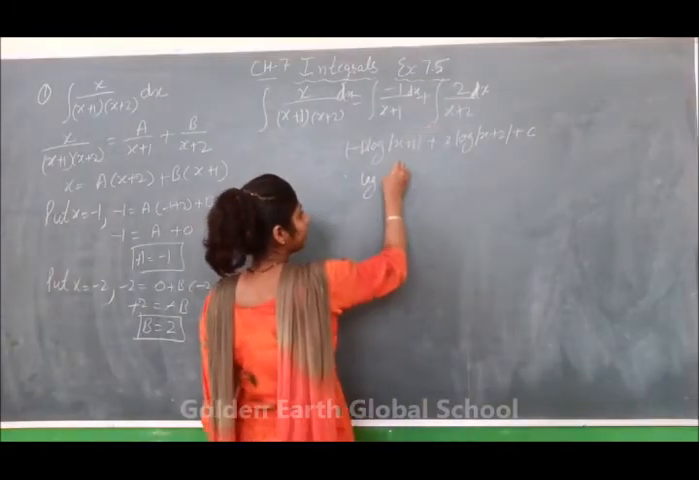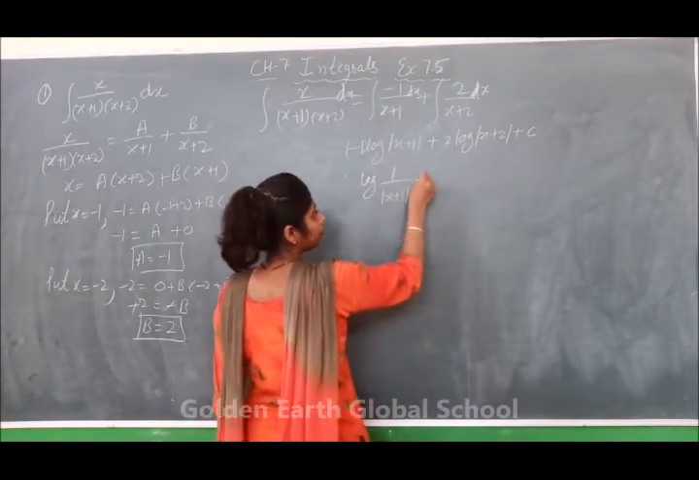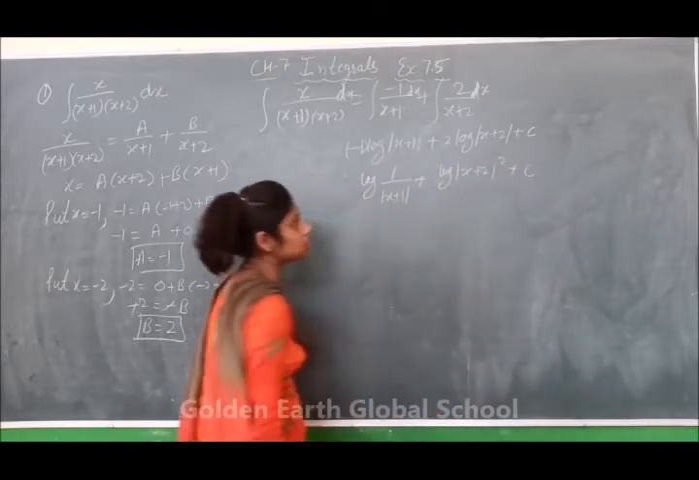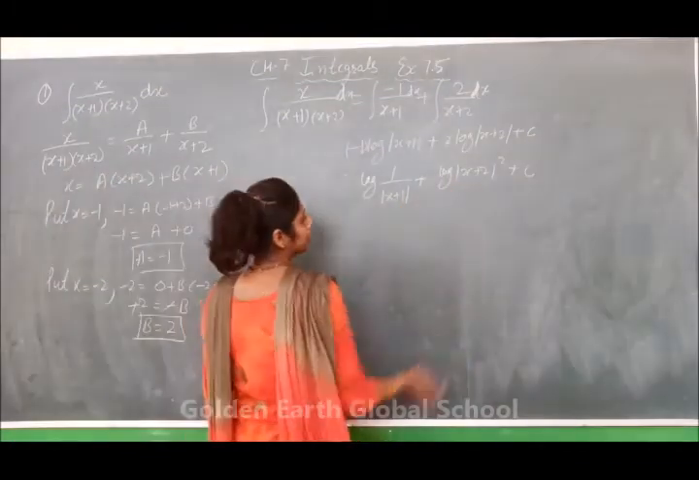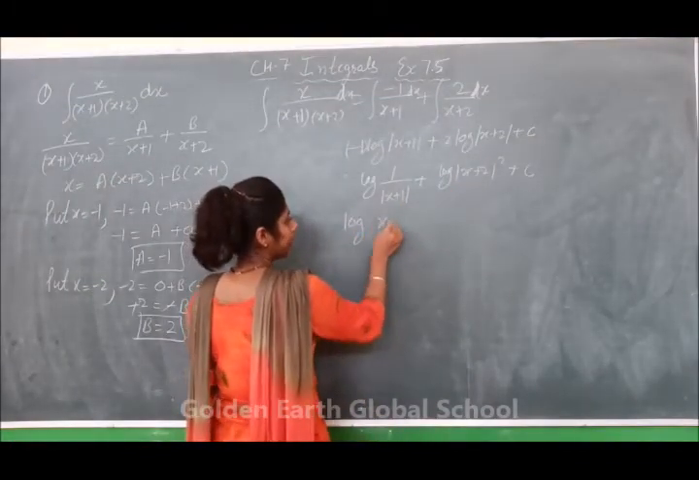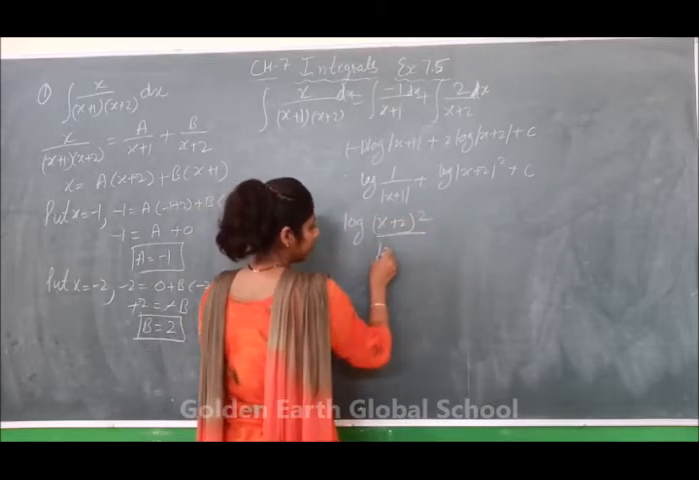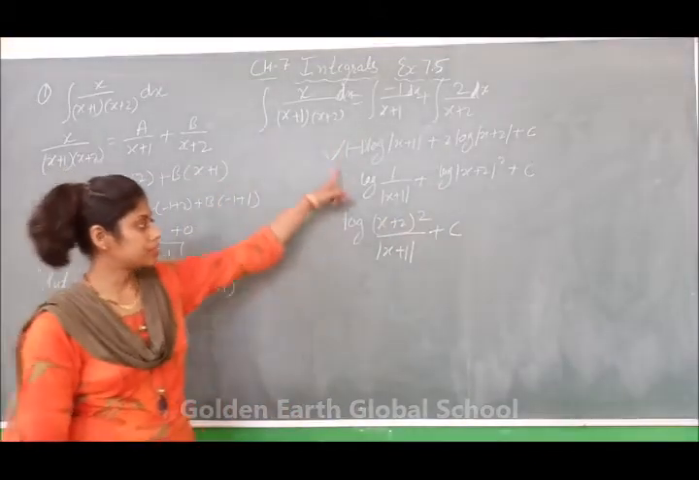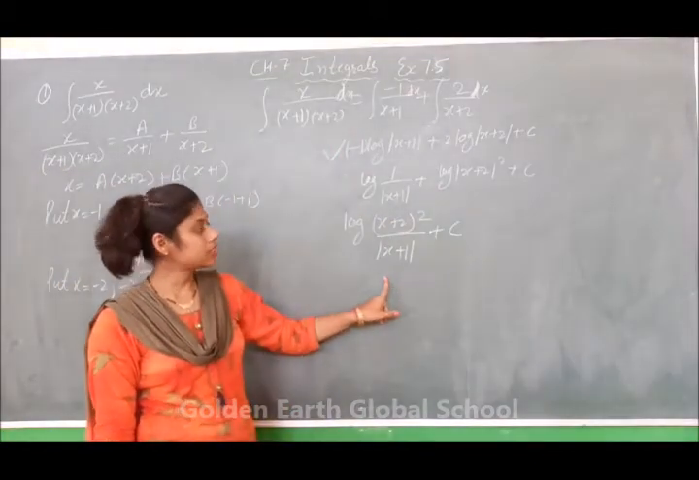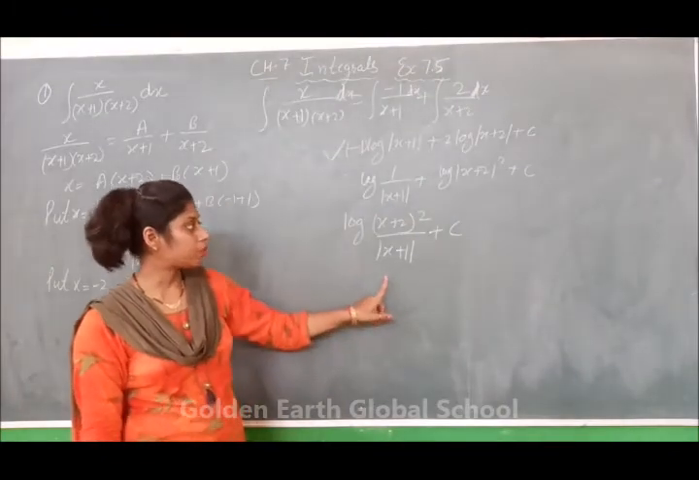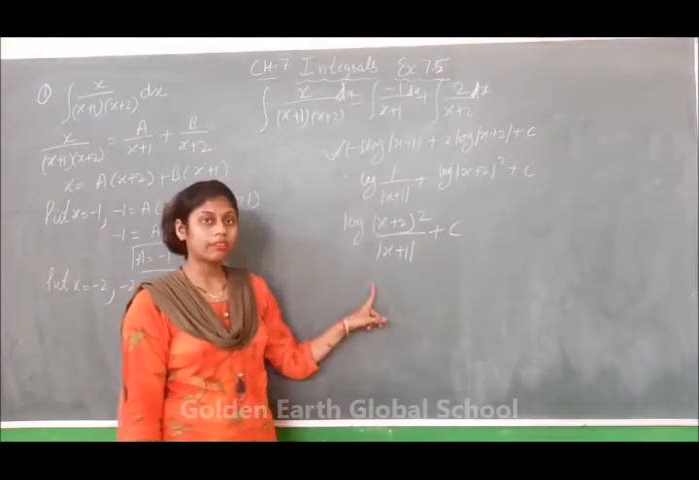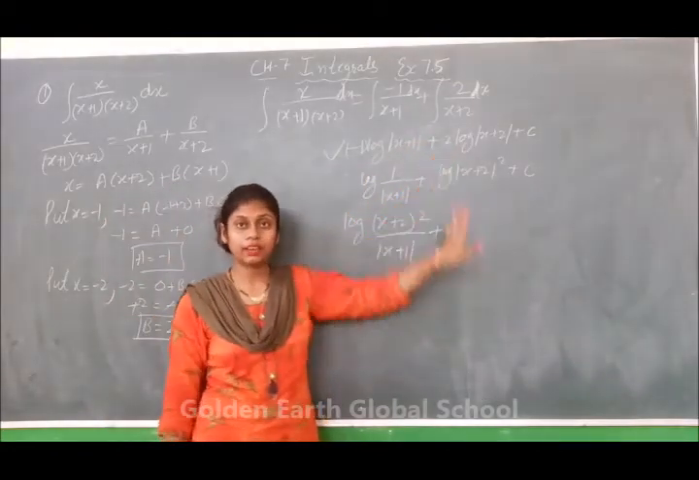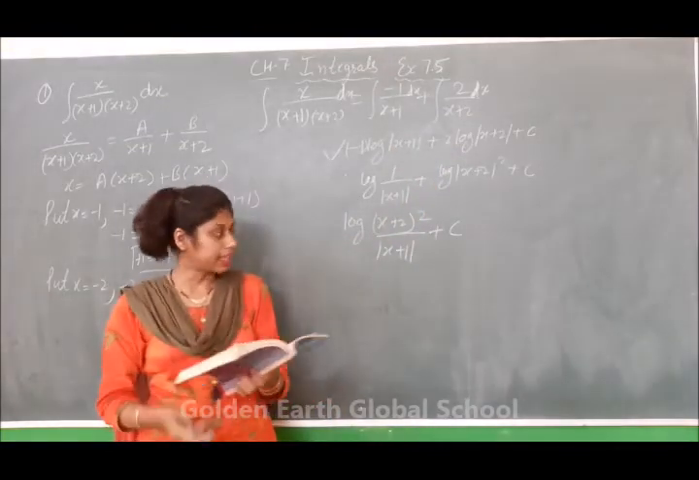According to the rule of log, it will become log of 1 upon x plus 1, plus again here, plus c. Now these terms are in addition, so this term gets multiplied. Log of (x plus 2) square upon (x plus 1). You can leave this question here also or you can simplify it. It's your choice. If there is an MCQ type question and the option is in this way, then you have to solve it. If there is no MCQ, there is just a question, so you can leave it over here. Clear?